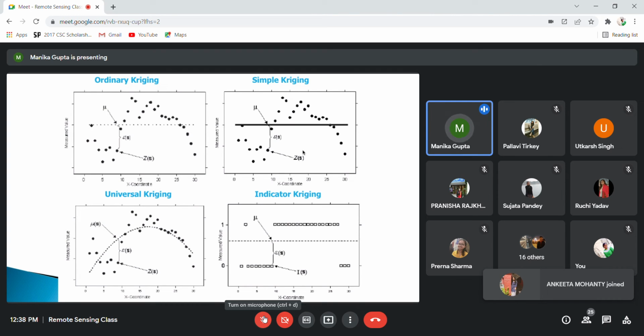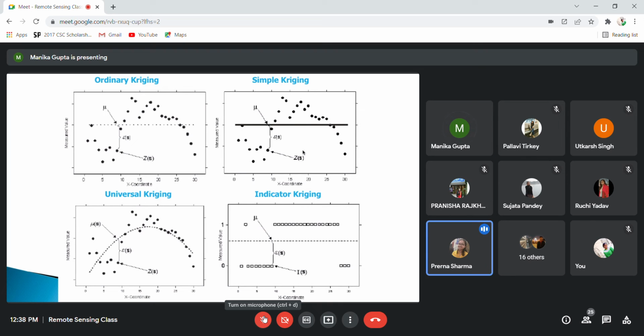In ordinary, it's not dependent on us, it's dependent on the number of iterations you tell the system to do. If you tell it to do only one iteration, it will choose one mean, and it will base your results on that mean. But if you tell it to cross validate and keep on iterating to have better results, then it will change the mean by itself.